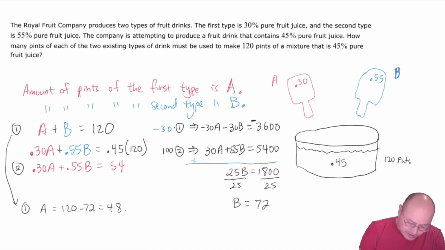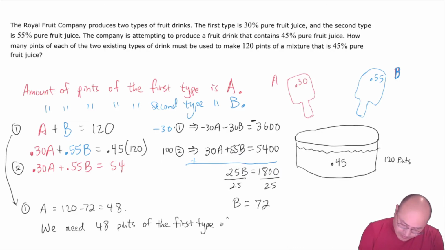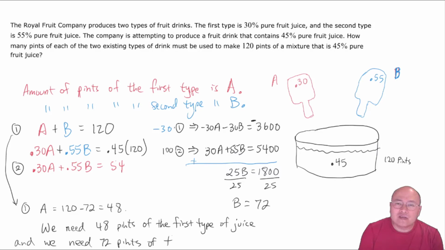So let's answer the question in a complete sentence. We need 48 pints of the first type of fruit juice and we need 72 pints of the second type of fruit juice.